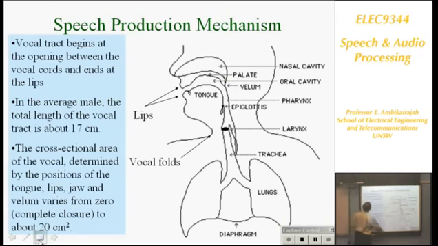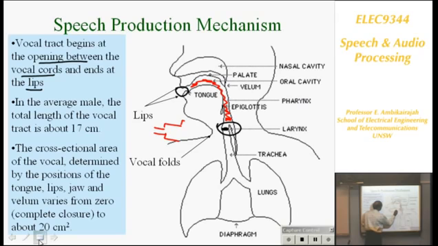So let's look at this diagram. The vocal tract begins at the opening between the vocal cords and ends at the lips. There are the lips, and the vocal cord is in here. So the vocal tract is basically this tube, about 16 centimeters long, and it's an acoustical tube of varying diameter. If you look at the diameter, it will be like that. If I don't approximate it, it could be like that, it could be like that.